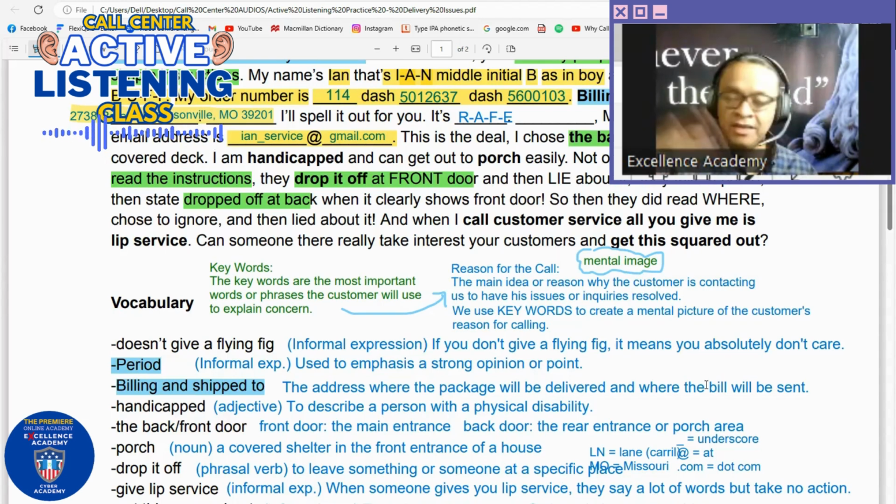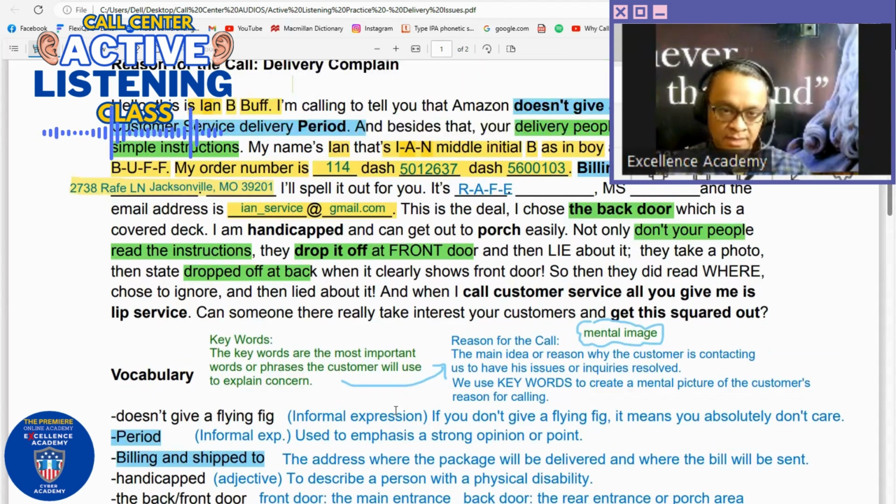So here, billing and ship, it means the address where the package will be sent, and the invoice. Okay, that's why billing means shipped. Billing is the invoice. I'll spell it out. The phrase spell it out means I'll say it letter by letter, out loud. I'll spell it out.